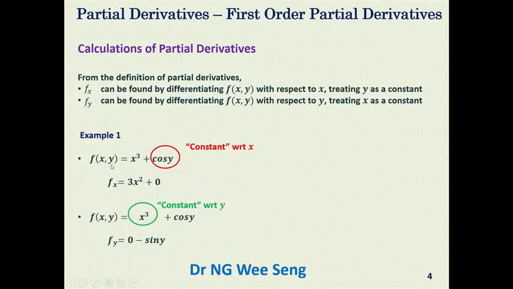In example 1, we have a function given by x to the power of 3 plus cosine y. When we find f subscript x, cosine y is just a constant. So when we differentiate cosine y, we will get 0. As for x to the power of 3, we will get 3x squared. So the answer for f subscript x is just 3x squared. On the other hand, if you find the partial derivative with respect to y, then x to the power of 3 becomes the constant, and differentiation of cosine y with respect to y gives minus sine y.